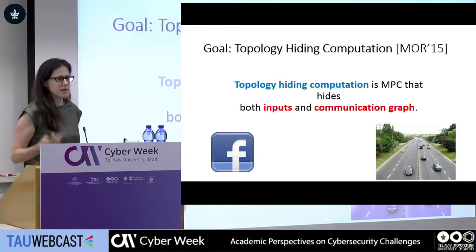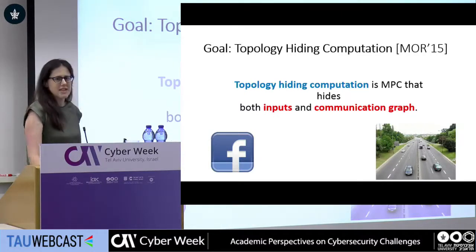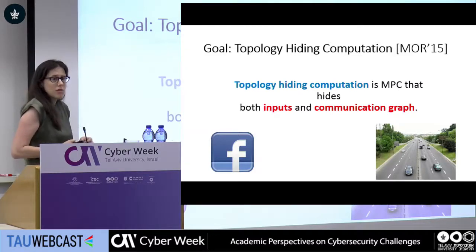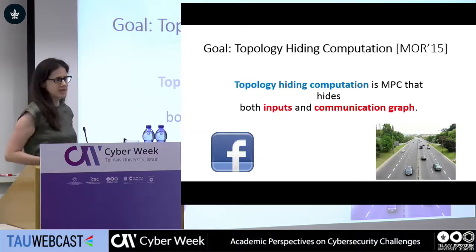Think, for example, of this world of tomorrow when we're going to have smart vehicles everywhere. These cars are going to talk with each other. This network of communication between them actually reveals a lot of information. It reveals our location. It reveals our speed of driving. This is sensitive information that we want to hide, even though they do some multi-party computation together, like where is the next police car, or where is an accident, etc.